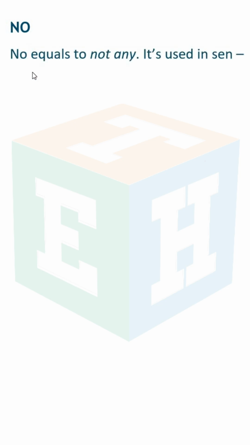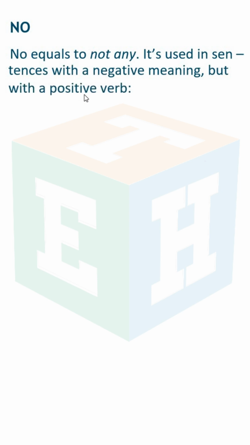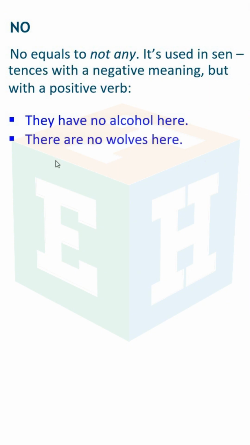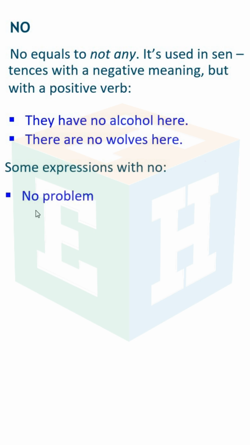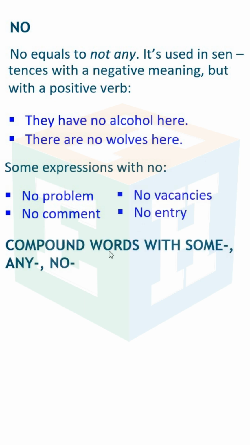No. No equals not any. It's used in sentences with a negative meaning, but with a positive verb. They have no alcohol here. There are no wolves here. Some expressions with no. No problem. No comment. No vacancies. No entry.